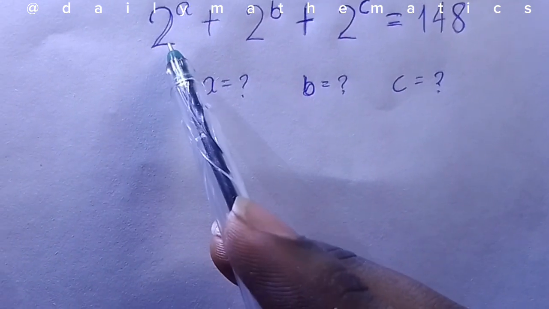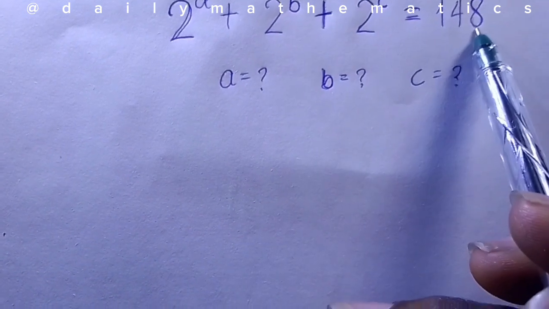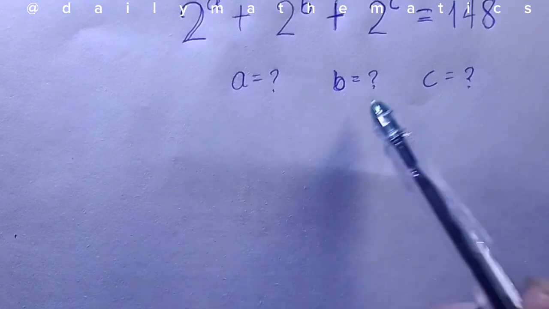2 raised to the power of a plus 2 raised to the power of b plus 2 raised to the power of c equals 148. Find a, b, and c.